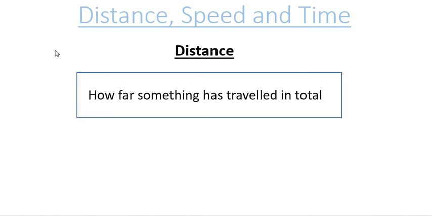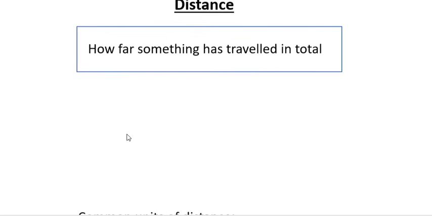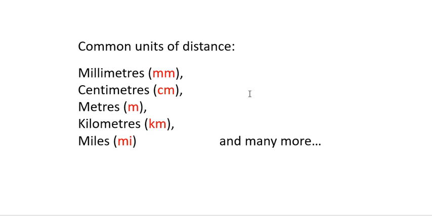So distance, first of all, when we're talking about a journey, this is just how far something has travelled in the totality of its journey. Common units you'll see used when we're talking about distance are millimetres, centimetres, metres, kilometres, miles, and there are many more units of distance, but these are the most common ones you'll see in our examples.